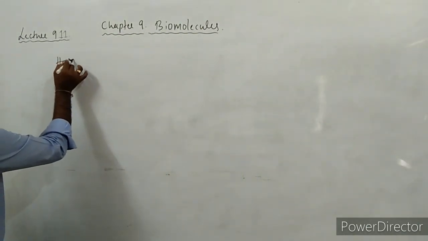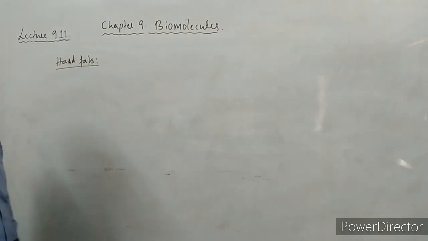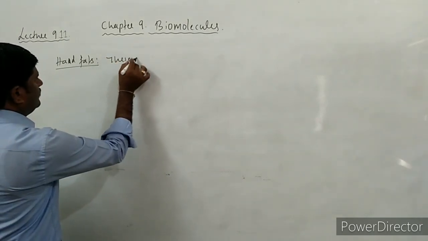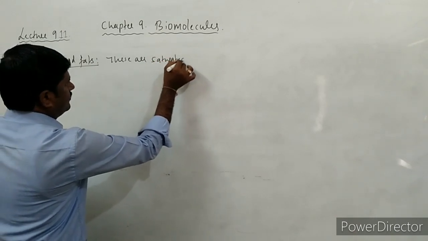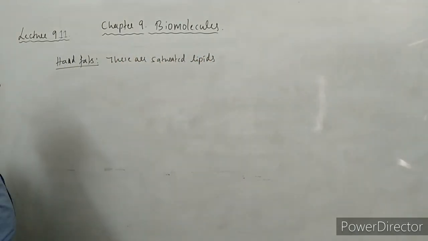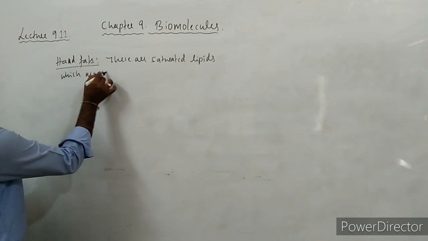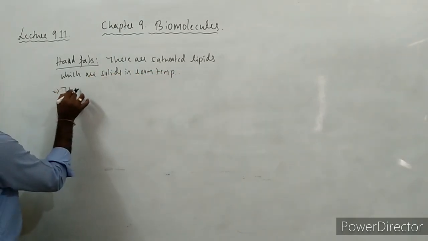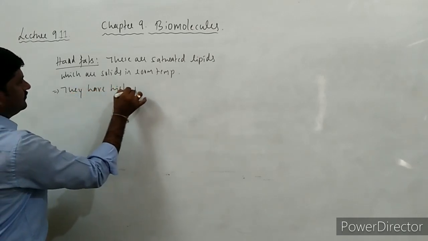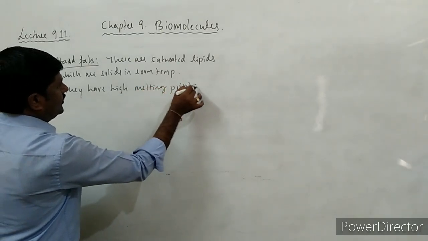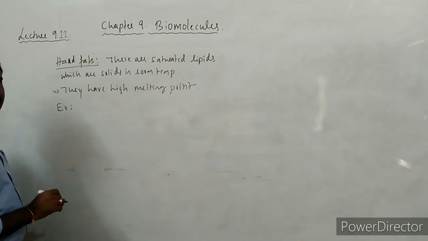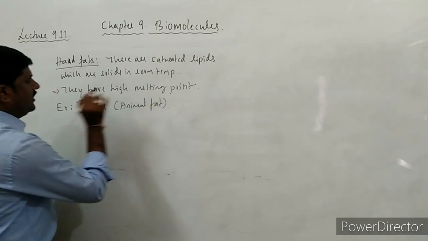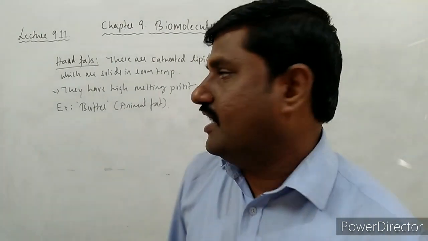Hard fats. What are these hard fats? Already I have told you oils are converted into fats. They are hard fats. These are nothing but saturated lipids which are solid at room temperature, and they have a high melting point. The best example for this one is animal fat, that is butter. Butter is the animal fat. So this is the hard fat.